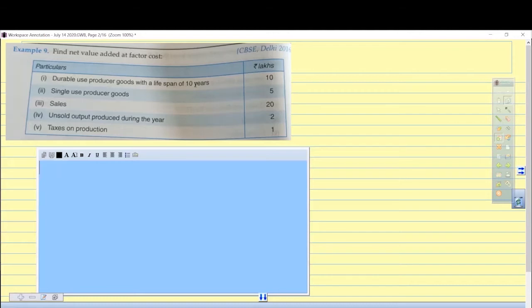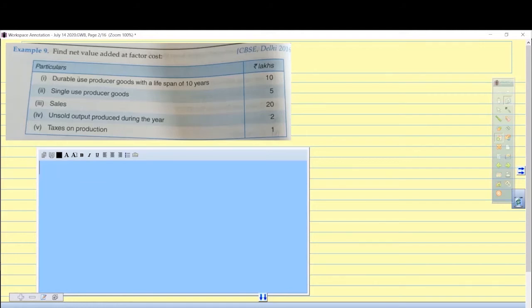Single use producer goods 5 lakhs, sales 20 lakhs, unsold output produced during the year 2 lakhs, taxes on production 1 lakh. So these are the other names for the items which are familiar to us. First, taxes on production stands for indirect taxes. Unsold output produced during the year is nothing but the change in stock. Okay. Then sales, we know. Single use producer goods is the term given for intermediate consumption.